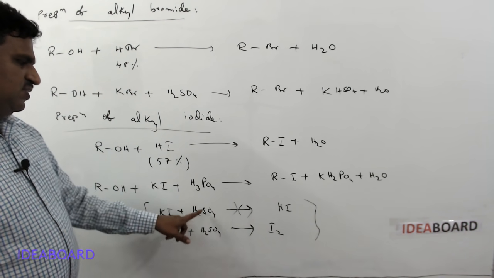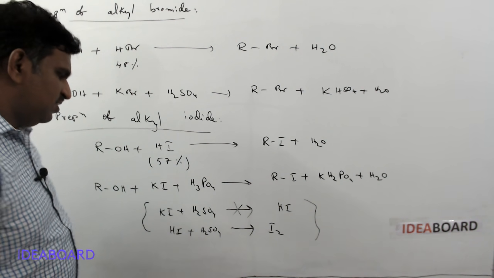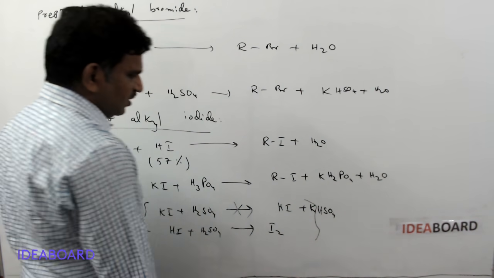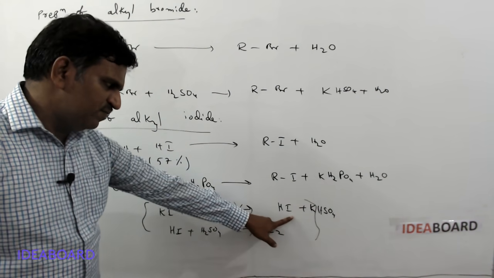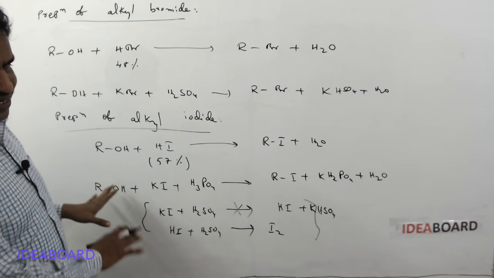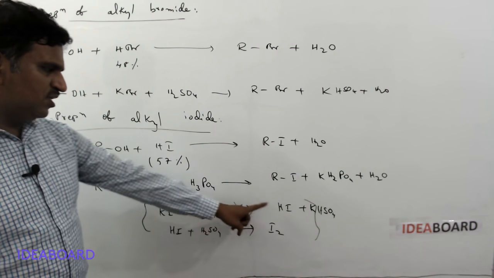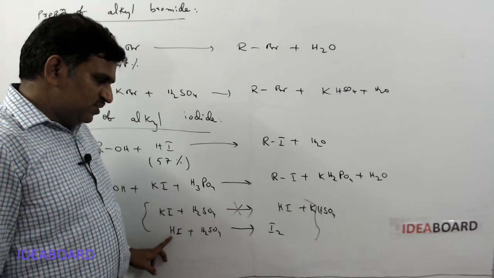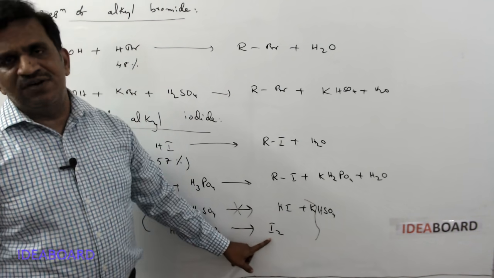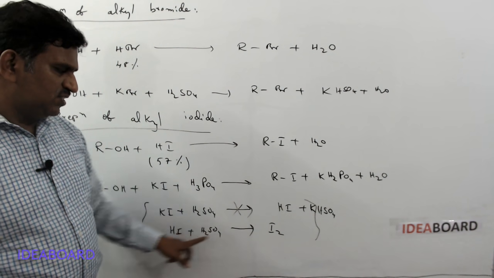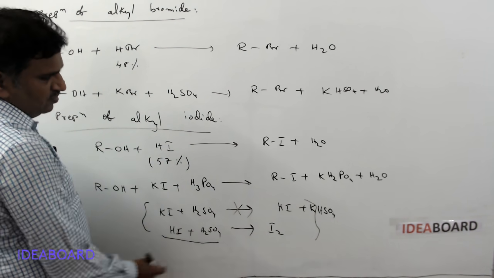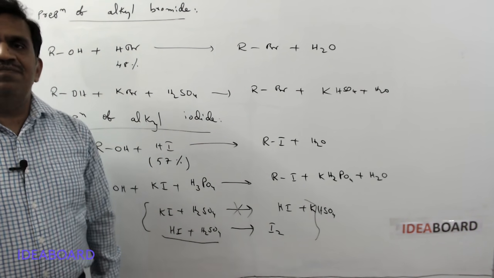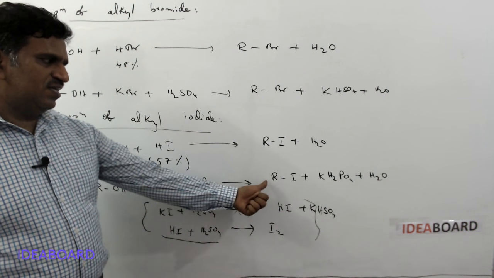So, in this reaction, first HI is formed and the remaining is KHSO4. If this remaining HI reacts with alcohol, we will get the products. But HI is not able to react with alcohol because the HI formed is itself oxidized by the H2SO4 into iodine. So to prevent this reaction, we are not using sulfuric acid, we are using H3PO4 to get the alkyl iodide.